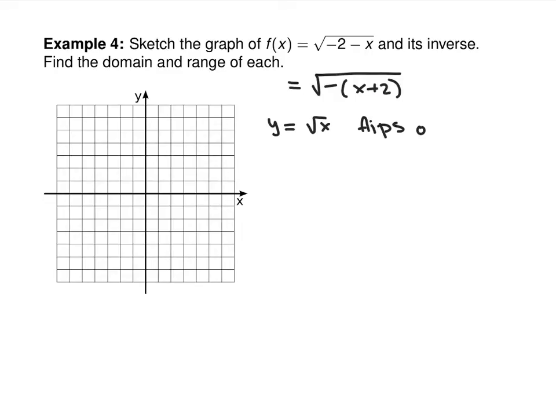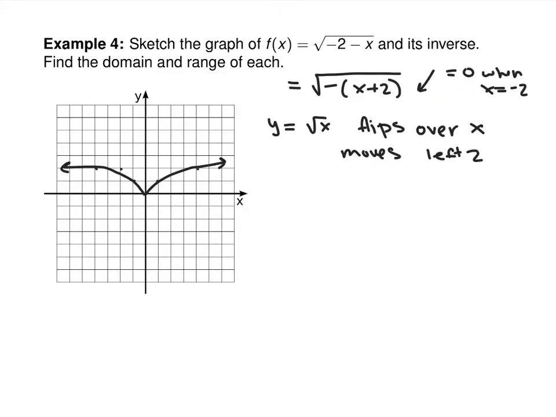It flips it over the x, and then moves it to the left. One way you can tell that's the case is this will equal 0 when x equals -2. Does that make sense? Just by plugging in some numbers. So it takes this root function, which looks like this, flips it, and moves it over to the left 2.